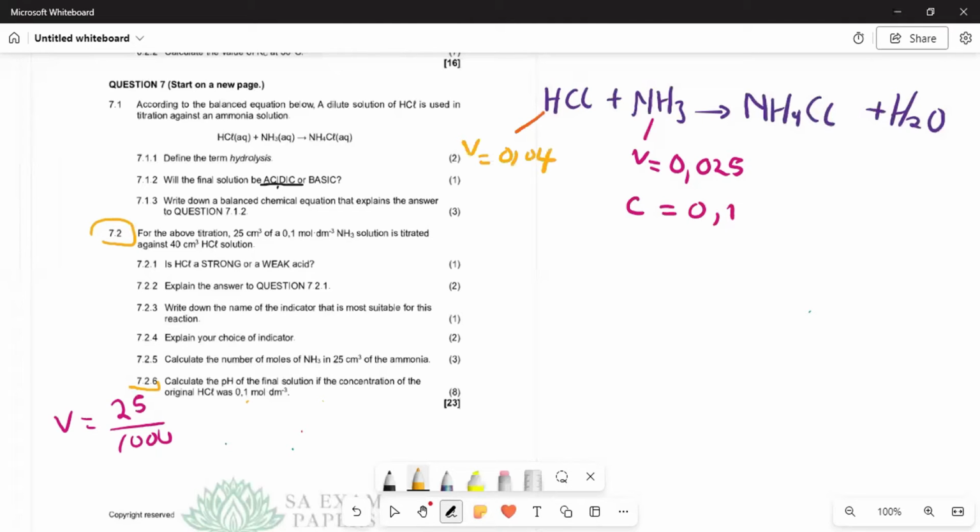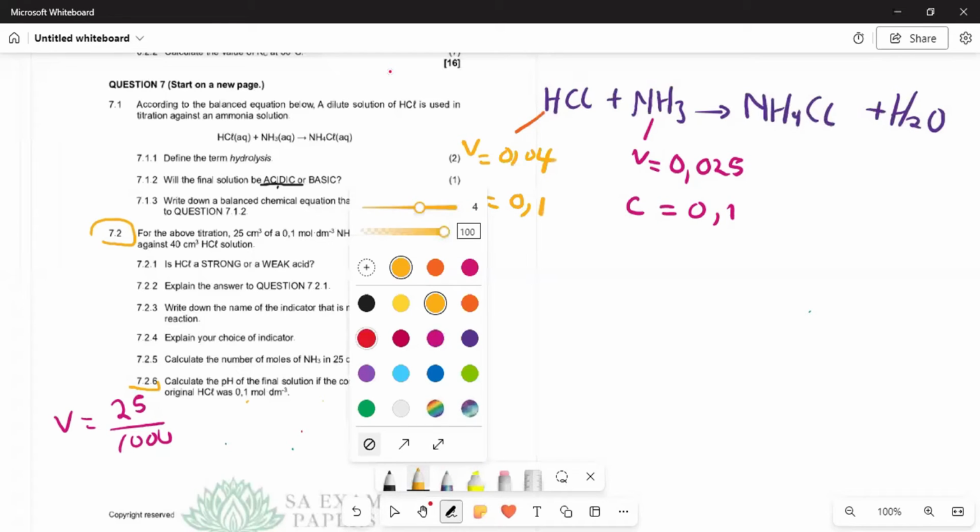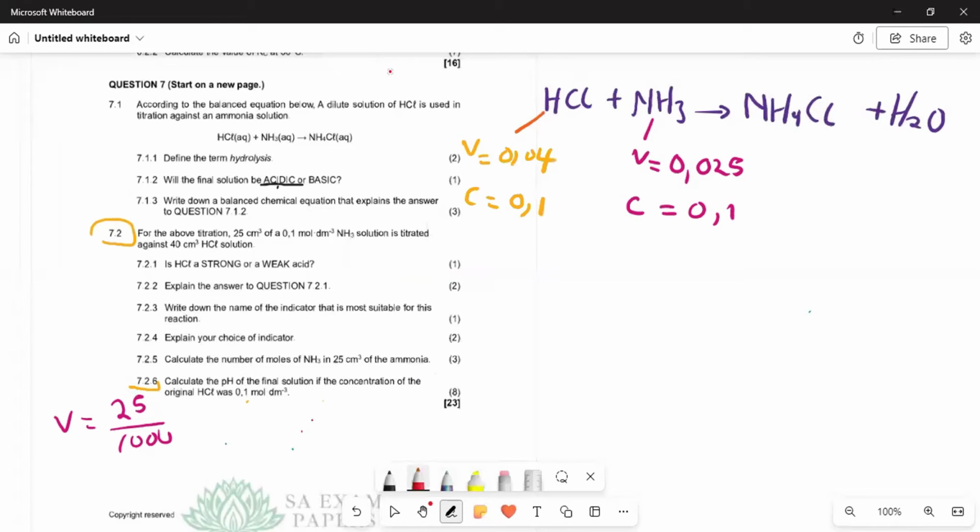Now, this question says, calculate the pH of the final solution if the concentration of the hydrochloric acid, in this case, they gave us the concentration of this, it was 0.1. Now, how do you go about calculating pH in this scenario? First, you need to find your number of moles.